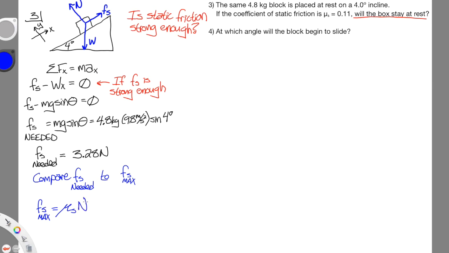Now we're going to need our y direction here. I'll go through this relatively quickly because it looks very similar to our y direction from the previous problem. Sum of the forces in the y equals may, normal minus the weight in the y direction equals 0, and it turns out that the normal force equals the y component of the weight, which was mg cosine theta, which for our new angle is, just a second.